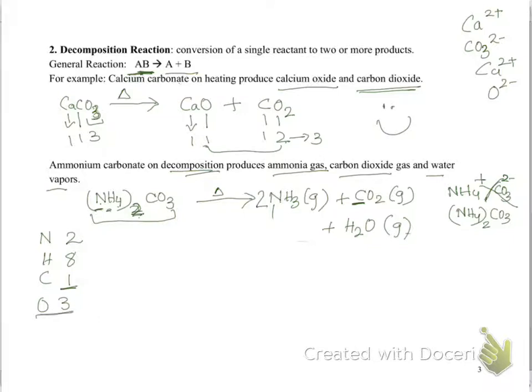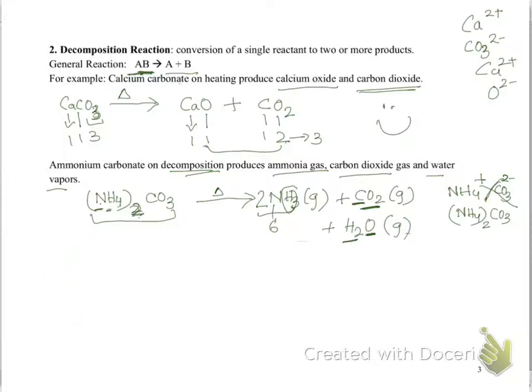Next, let's take oxygen. There are 3 oxygens on the left side and there are 2 here and 1 here. So oxygen is balanced too. Last, hydrogen, 8. 2 times 3, 6 hydrogens here and 2 hydrogens here. So that makes it balanced. So now my equation is balanced.